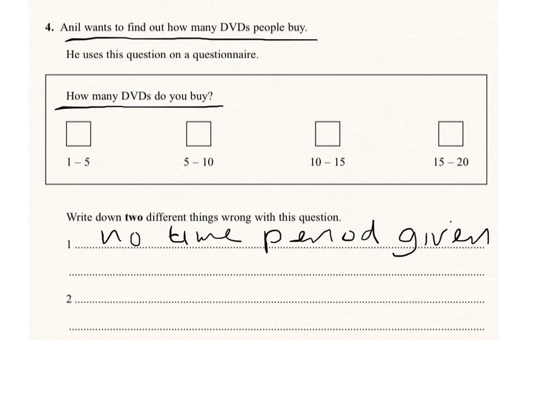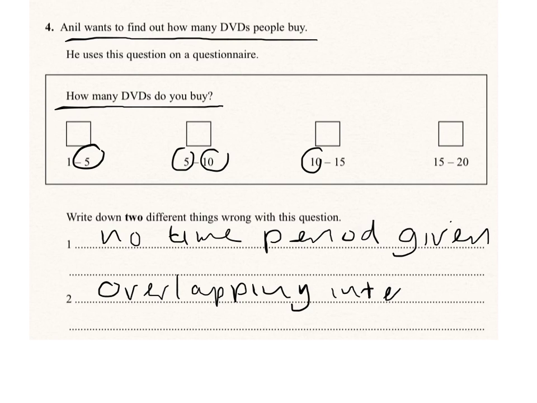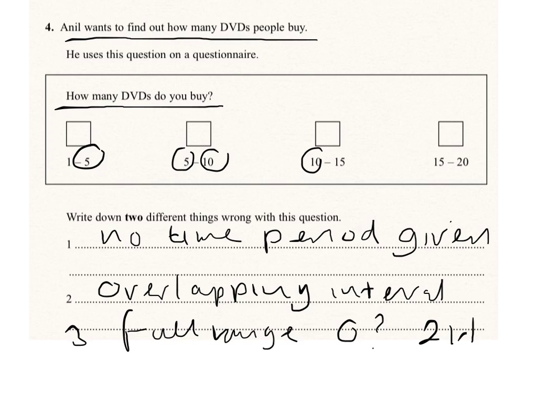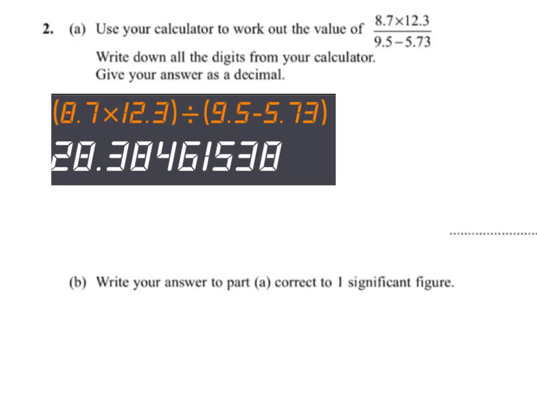And secondly, you've got some overlaps. There's quite a few of them actually, like overlapping intervals. So we can write overlapping intervals. Also, you don't have the full range covered. So what I mean by that, full range, where does 0 go? Where does 21 plus go? So any two of those three will get you the answer.